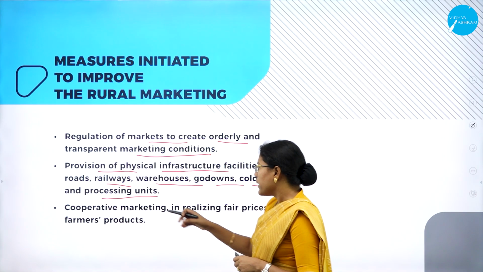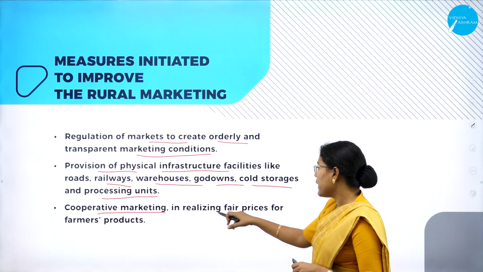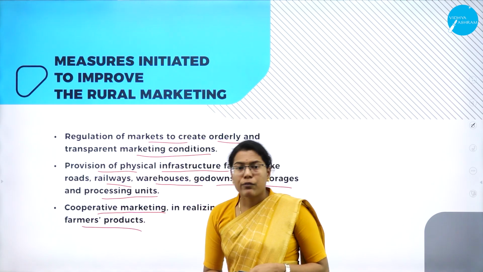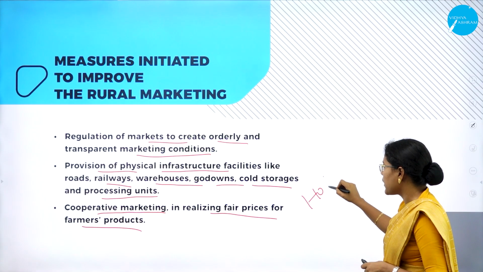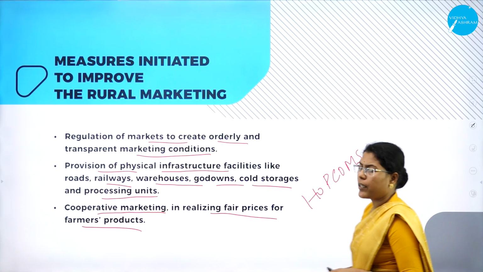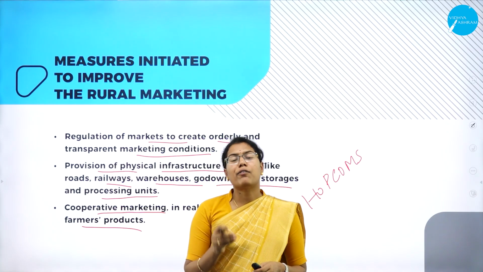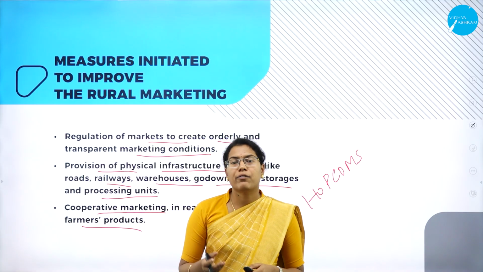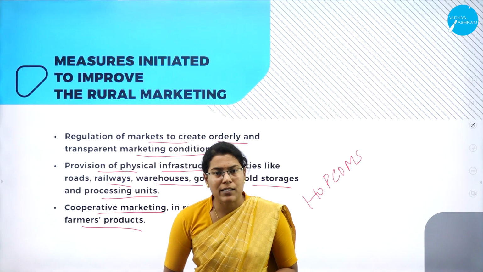And third, it introduced cooperative marketing, particularly in realizing fair prices for farmers' produce. For examples of cooperative marketing, we have HOPCOMS, that is Horticultural Produce Cooperatives Marketing and Processing Society, where particularly the farmers producing fruits, vegetables and flowers are encouraged to sell their products to the direct consumers.